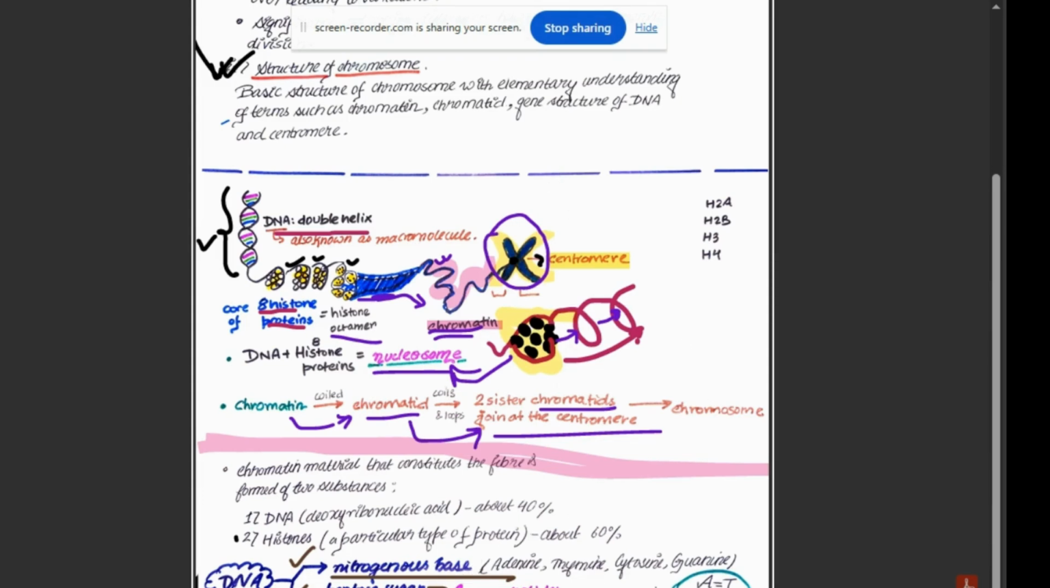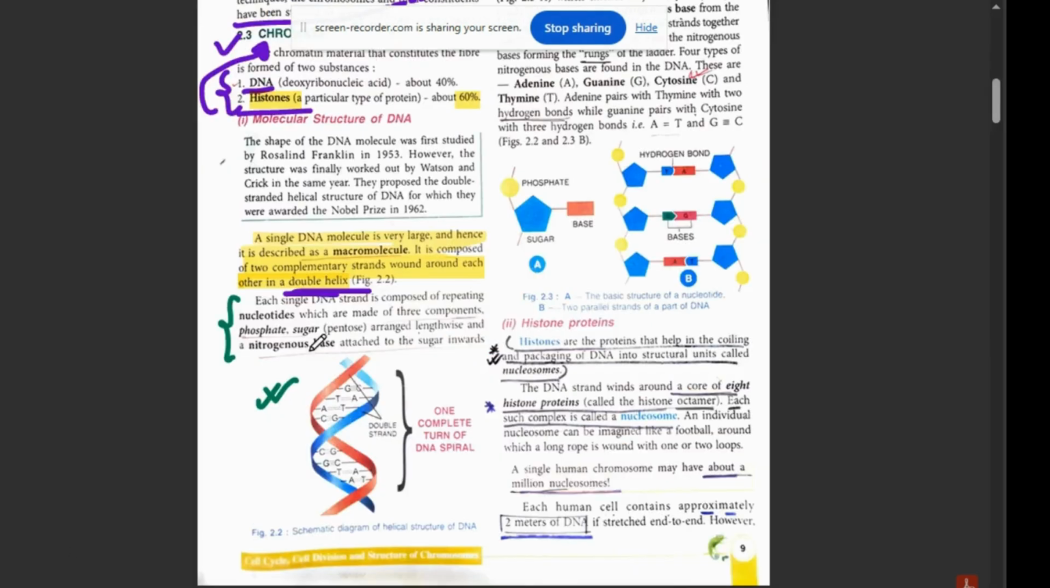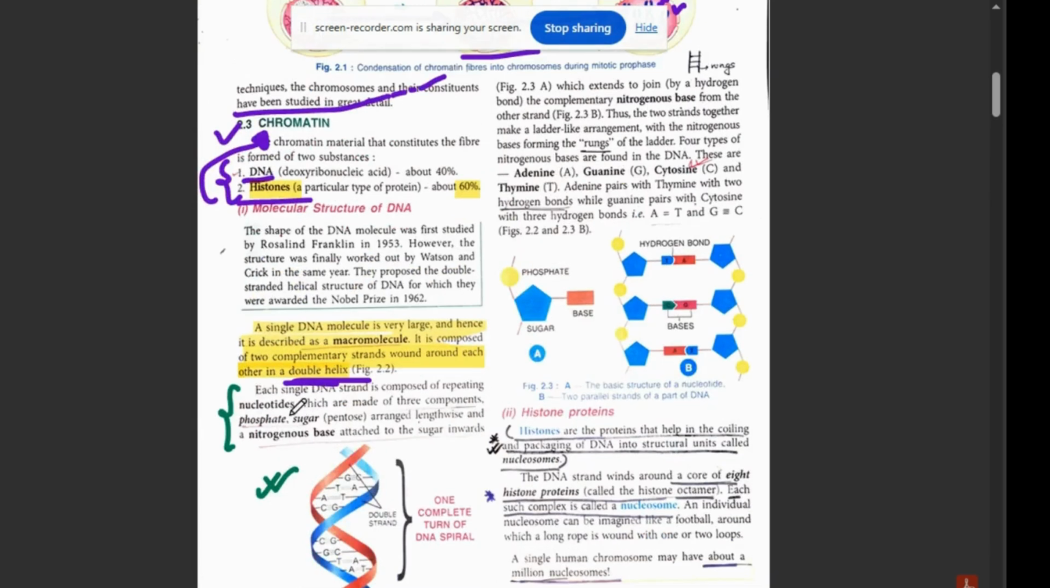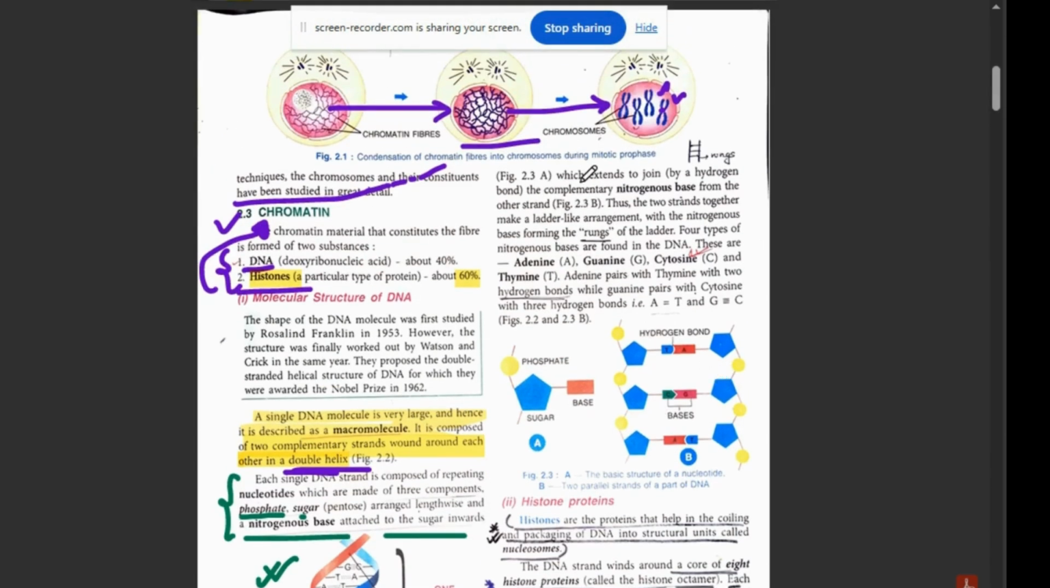This is a short question, that what are nucleotides and what are the different types of nitrogenous base: adenine, thymine, cytosine, and guanine. Next, you will get to know how adenine and thymine connect with each other with 2 hydrogen bonds, and guanine and cytosine bond with 3 hydrogen bonds. Okay. See, it's written in here that the nucleotides, which are made up of 3 components, phosphate, sugar, and nitrogenous base, which are attached to the sugar inwards, that extend to join by a hydrogen bond of the complementary nitrogen base from the other strand.